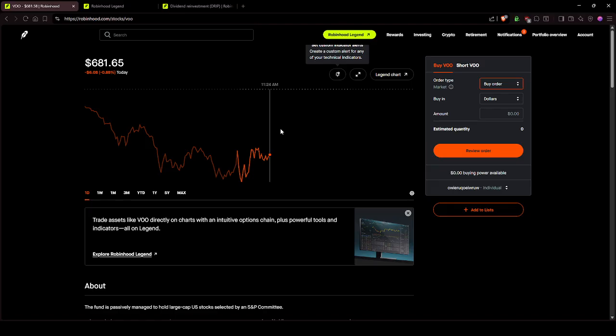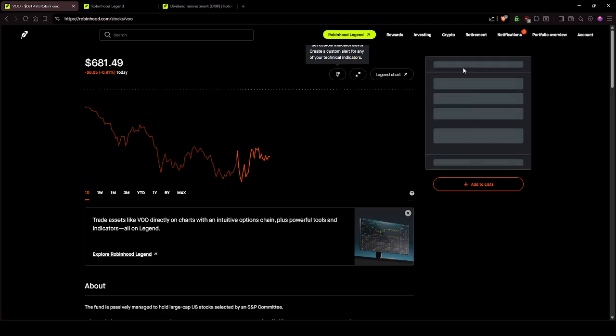First, log into your Robinhood account and use the search bar to find the stock you want to short. Once you are on the stock's page, check to see if the stock is eligible for short selling. You can find this information in the menu or technical details. If the stock is available to short, you will see an option to sell it short.